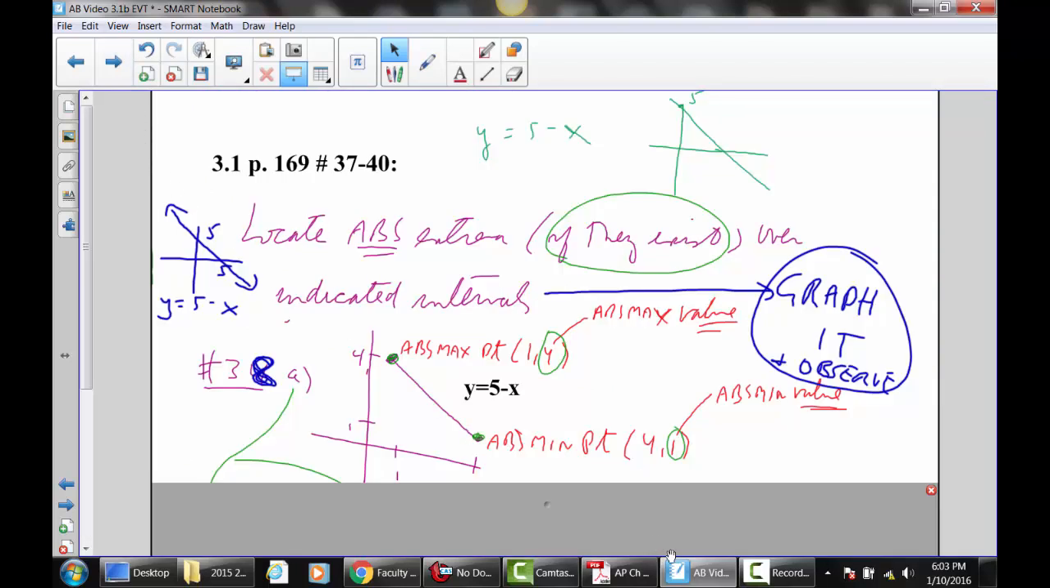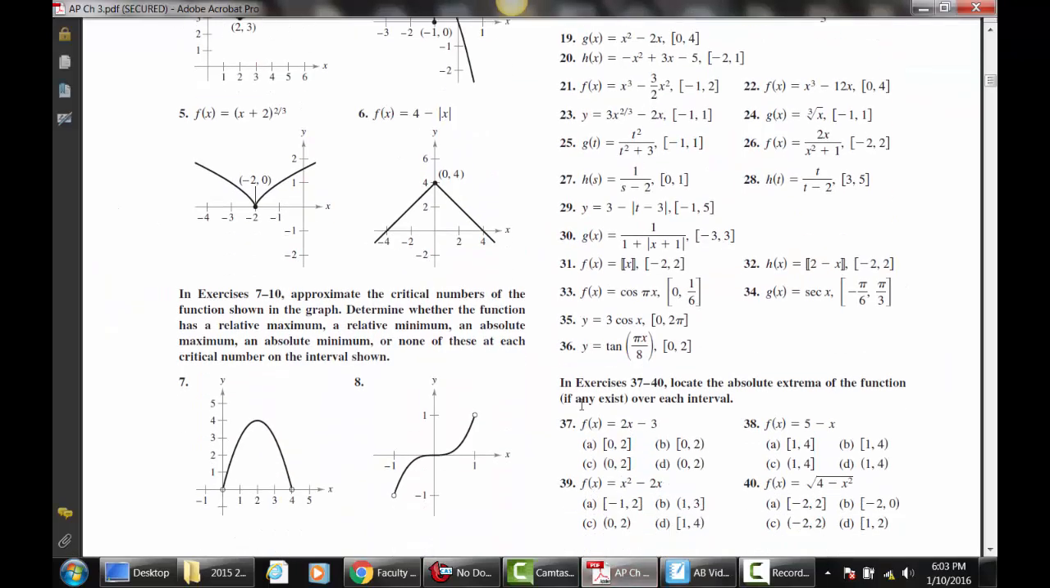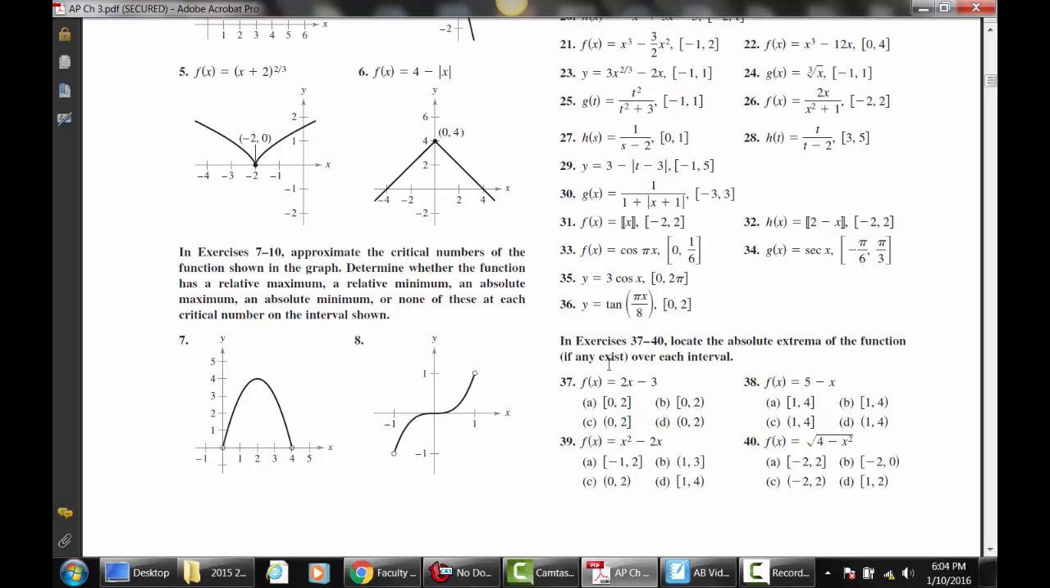Numbers 37 through 40. Locate the absolute extrema of the function, if any exist, over each interval. You'll notice only part A is a closed interval. After that, it's either half open or totally open. So the extreme value theorem will only work with a totally closed interval, as long as your function is continuous on that closed interval. The others, who knows, might not.